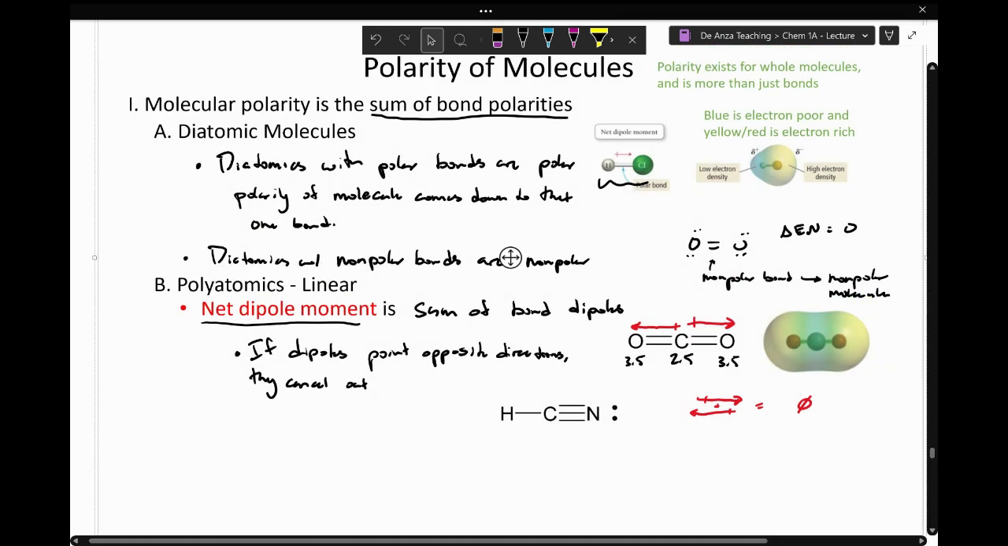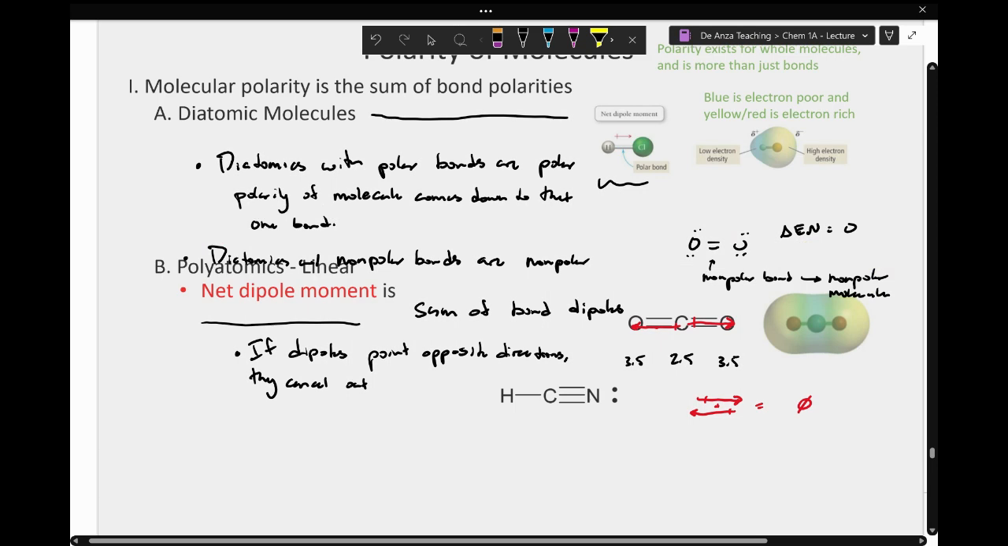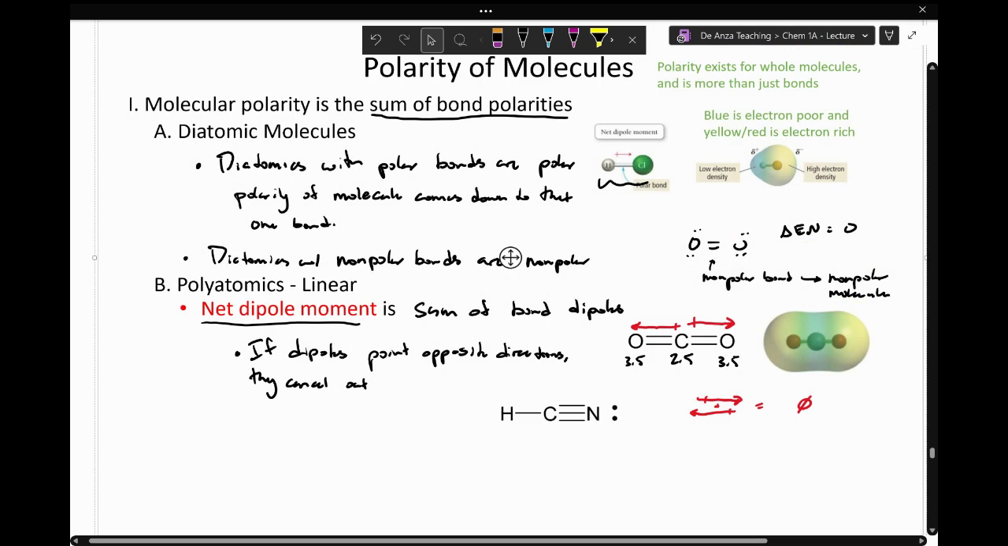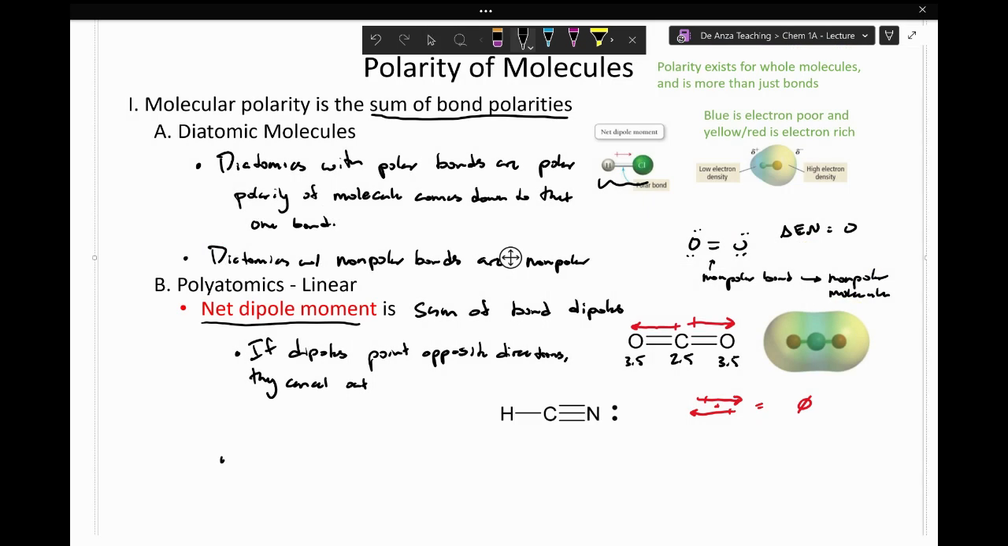Okay, let me drag this here. That's good enough. Okay. And so we can say if dipoles are not equal and opposite, you get a net dipole.